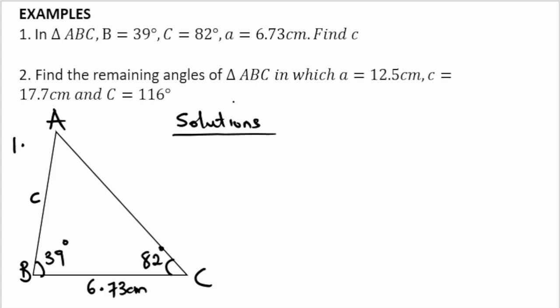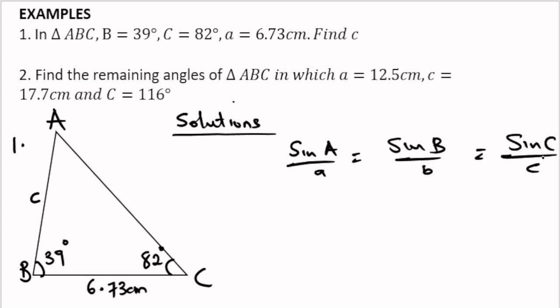So to get c, we have to introduce the sine rule, which is sine A over a equals sine B over b equals sine C over c. Now, looking at the parameters we have here, we are given small letter a, which is this. We are also given capital letter B, and we are also given capital letter C, which is this. And we are looking for this.